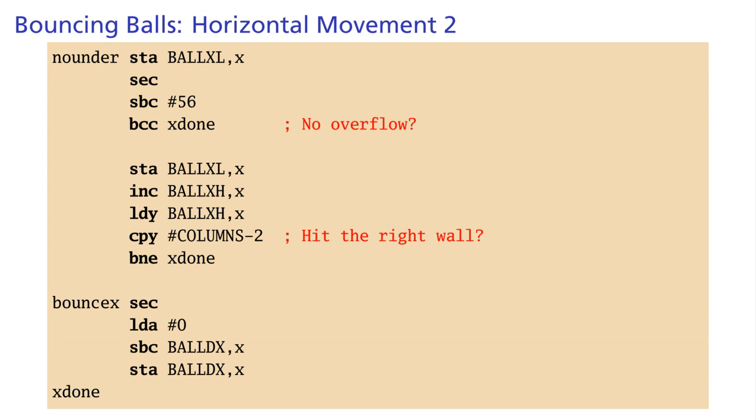When there wasn't any underflow, we next checked for overflow. We first saved the updated ball XL value, which may be wrong, since we check for overflow by subtracting 7 times 8, or 56, and checking whether a borrow occurred. If the carry was clear, there was a borrow, meaning the shift number was in range, the byte number does not need to be adjusted, and we can branch to X done. Otherwise, we store the now corrected shift number, increment the column, check to see whether we've hit the right wall, and if so, bounce by negating the horizontal velocity. Note that this all assumes the ball isn't moving too fast horizontally, which I ensure when I generate the initial velocities.